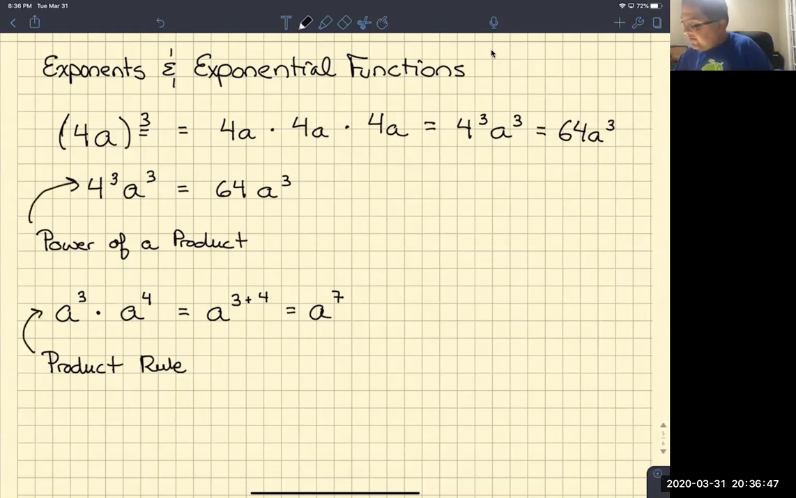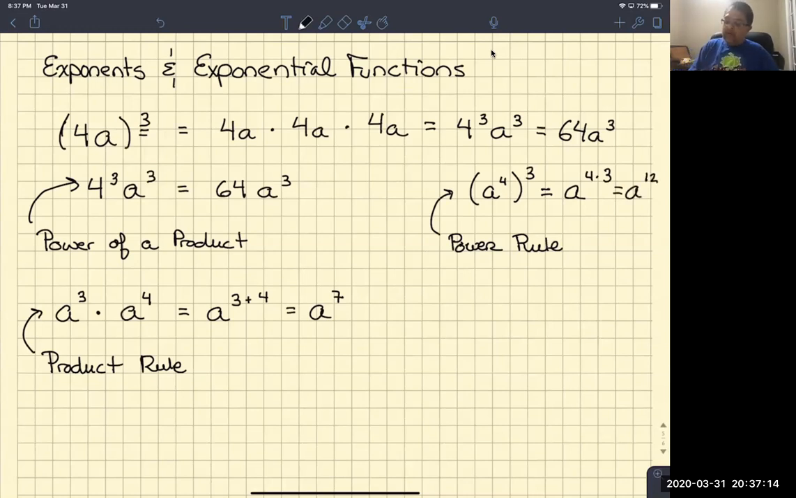The next property of exponents is known as the power rule. And the power rule says that if I have an exponential expression raised to an exponent, so in this case, the base of the outside exponent is a to the fourth, I can multiply my exponents.